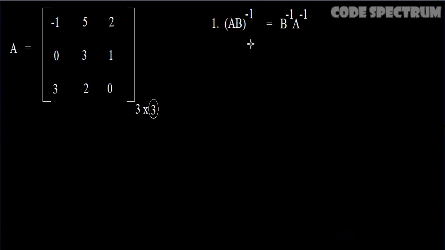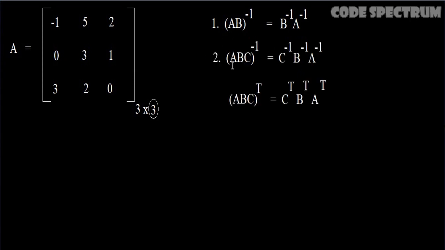Let us now check the first property of inverse, which is like this. The inverse of AB gives you B inverse, A inverse in reverse order. It is quite similar to that of transpose, which was like this. The transpose of AB gives you B transpose, A transpose in reverse order. You can keep a memory map like this. Now what's this property here? The inverse of ABC gives you C inverse, B inverse, A inverse in reverse order.